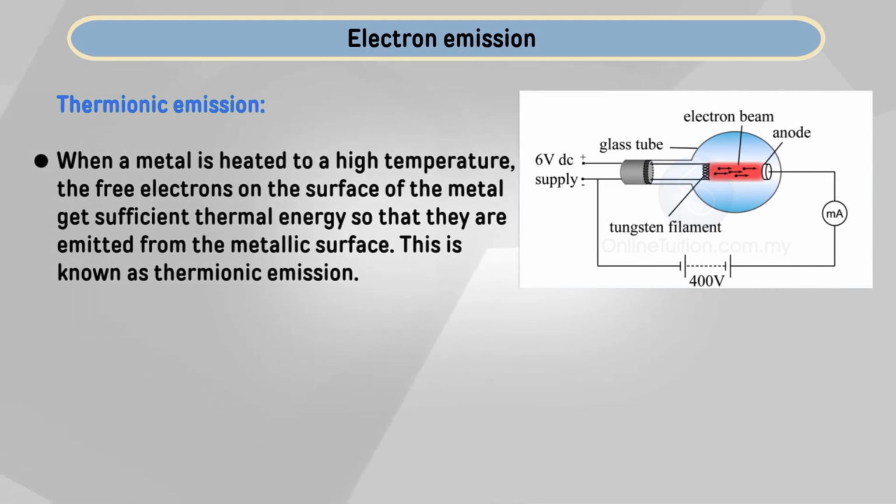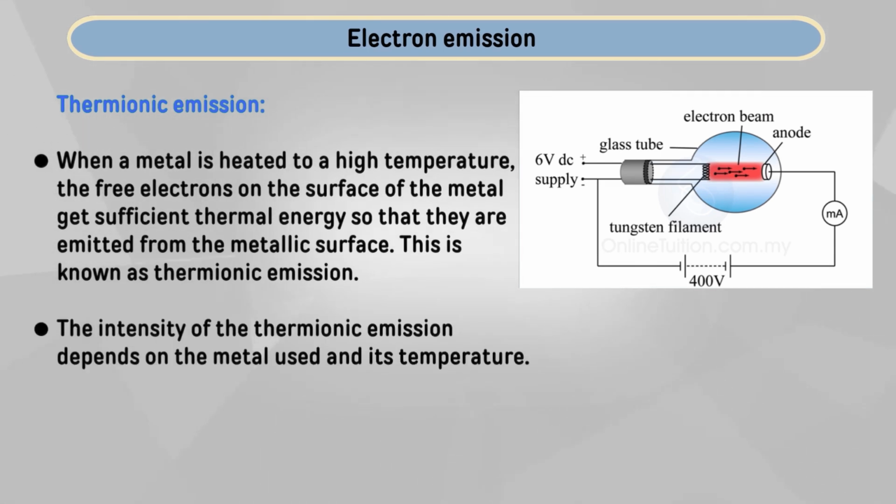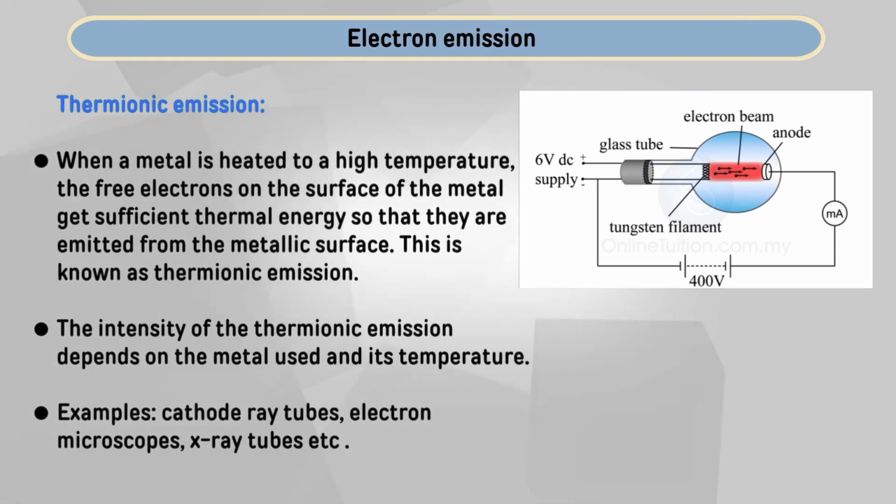It means the energy we provide to the electron is in thermal form, in the form of temperature, and the intensity of thermionic emission depends only on the metal used and its temperature. Examples of thermionic emission are the cathode ray tube, electron microscope, and X-ray tubes. In the Coolidge tube, thermionic emission is used to emit electrons from the filament.